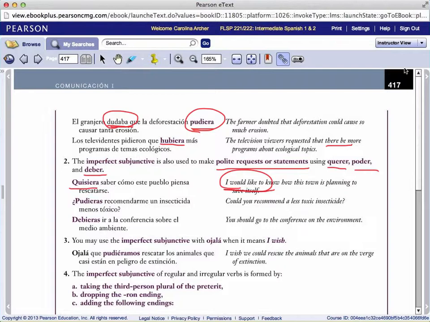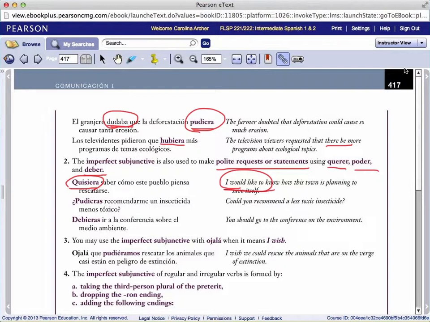Or when you go to a store and you say, I would like to see that shirt you have in the window. Quisiera ver, o me gustaría ver cómo este pueblo piensa. That's another way, me gustaría with the conditional. But we can also say quisiera. Quisiera ver esa blusa, okay? Quisiera saber, okay? So that to make polite requests or statements.